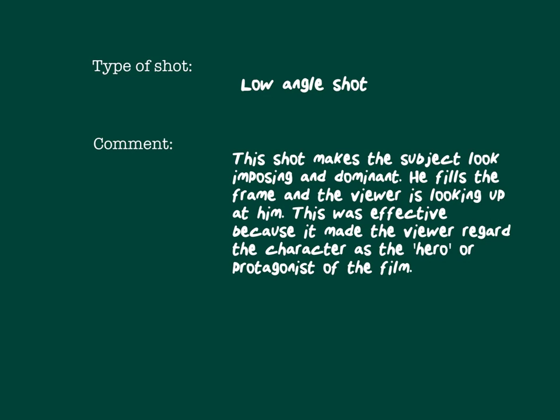The type of shot is a low angle shot. What can we say about it? Well, we could say, this shot makes the subject look imposing and dominant. He fills the frame and the viewer is looking up at him. This was effective because it made the viewer regard the character as the hero or protagonist of the film.